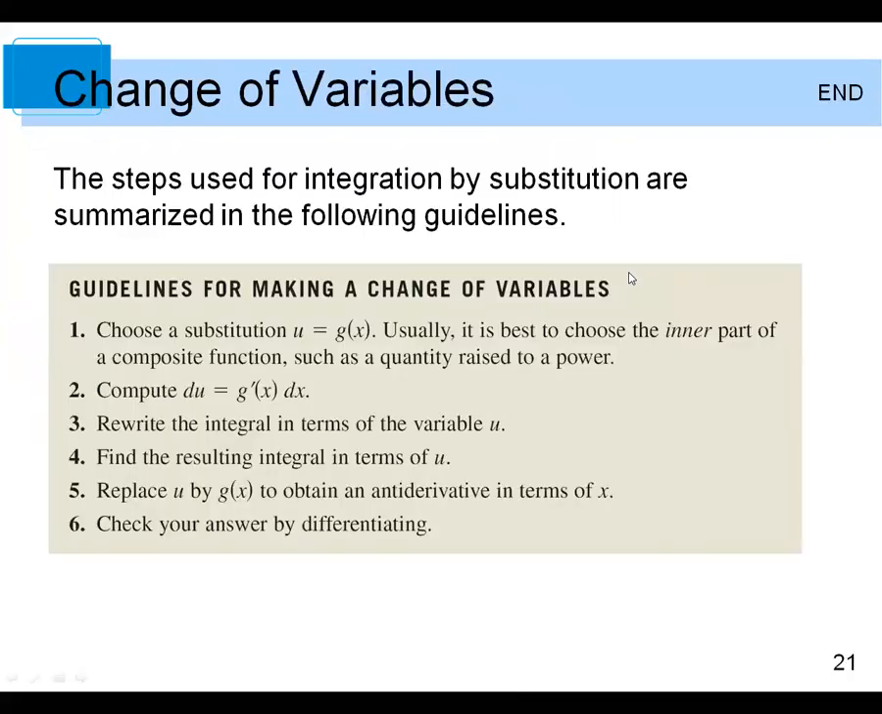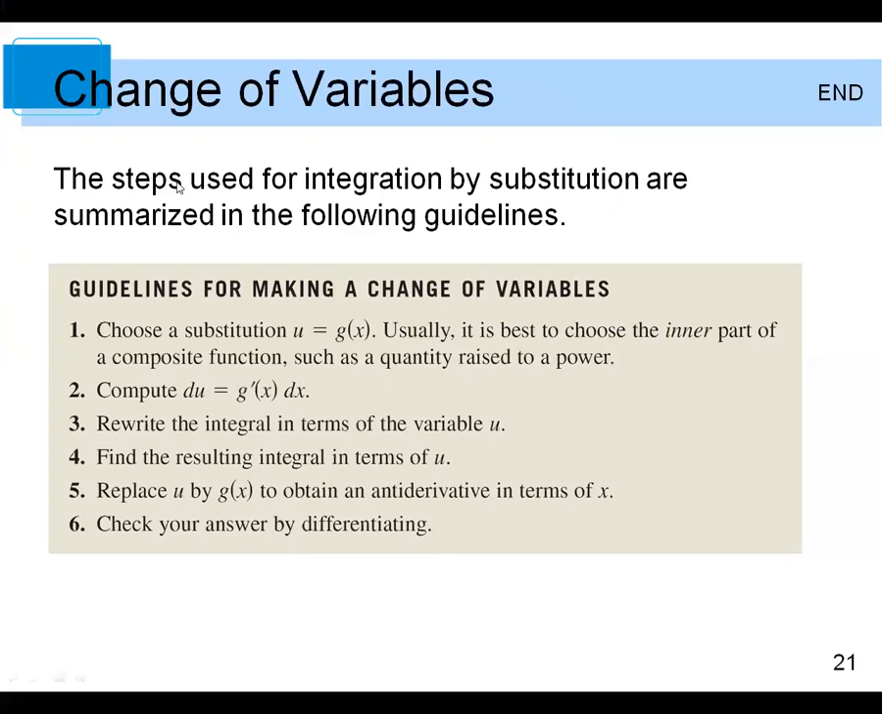All right, so let's just summarize the steps before we end this video. The steps used for integration by substitution are here. Choose a substitution. Usually it's best to choose the inner part of a composite function, such as the quantity raised to a power or the quantity inside the square root. Figure out your du. Rewrite the integral in terms of the variable u, and find the resulting integral in terms of u.